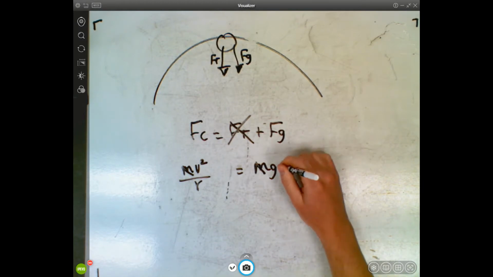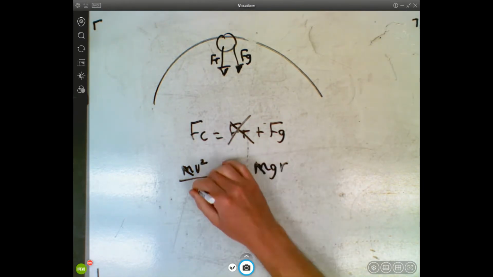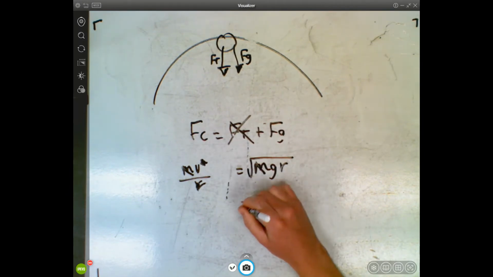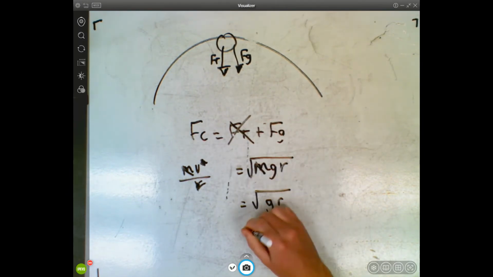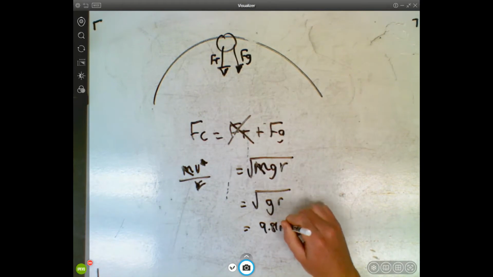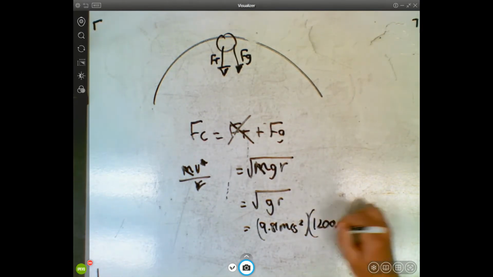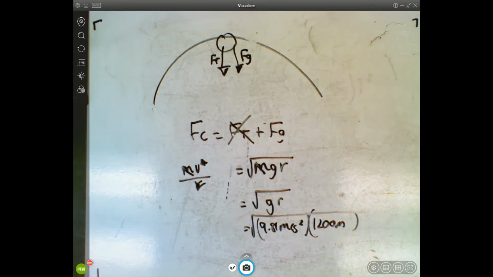And we're trying to find the speed. So we move r up top and square root it. So the square root of gr will find us our speed. So 9.81 meters per second squared times our radius of 1,200 meters, because it's 1.2 kilometers. And then we square root it.